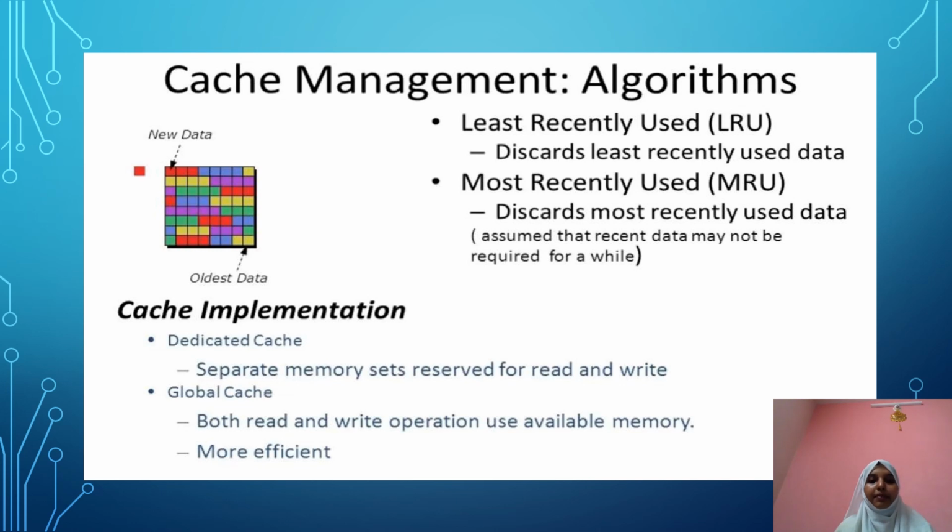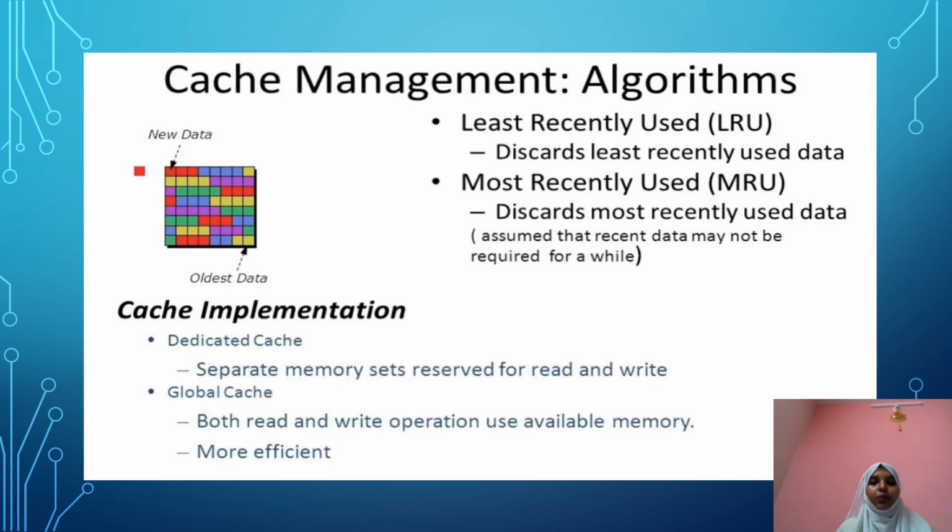So the cache implementation. Dedicated cache has separate memory sets reserved for read and write operations. And the global cache is where both read and write operations use the available memory, which is more efficient.